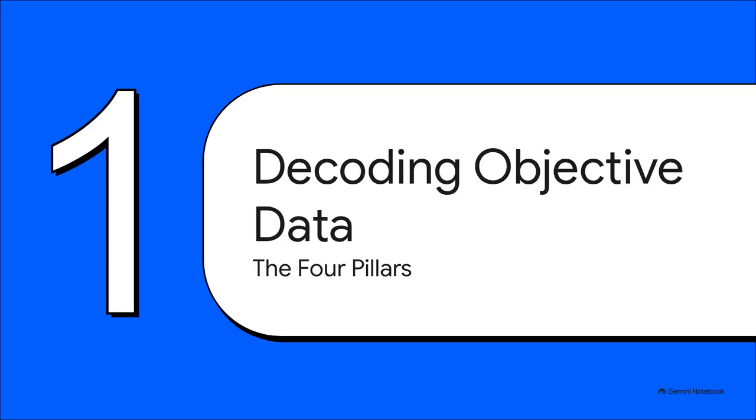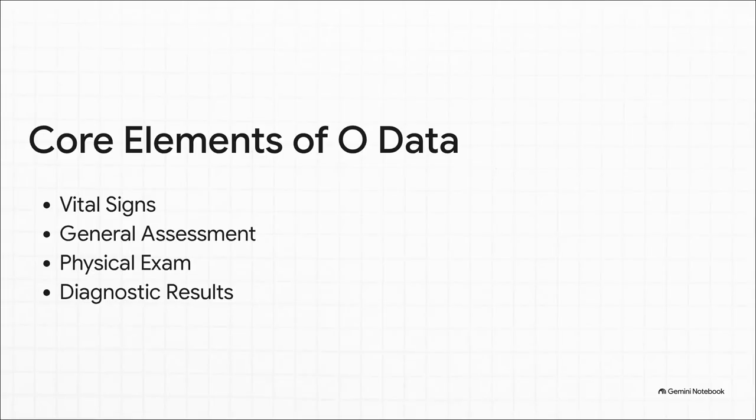Section 1, Decoding Objective Data, the 4 pillars. The absolute most important takeaway here is that objective information is what you or others can strictly observe. It's built on these 4 foundational pillars. Unlike the subjective section, which is basically the story the patient is telling you, the objective section is 100% rooted in measurable, verifiable facts. It logically flows from the subjective history and reflects your differential diagnosis.